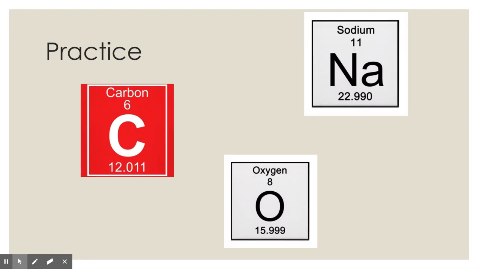So let's do a little bit of practice with these elements here. And this is a great time if you grab a piece of paper, or maybe you're good at doing it in your head. That's great. Feel free to pause the video. But we're looking at carbon, we're looking at sodium, and we're looking at oxygen. And we want to know the number of protons, the number of electrons, and the number of neutrons that are found in these three elements. So go ahead, pause. I'm just going to keep moving through the slides. Do your math here, and then let's go to our answers.